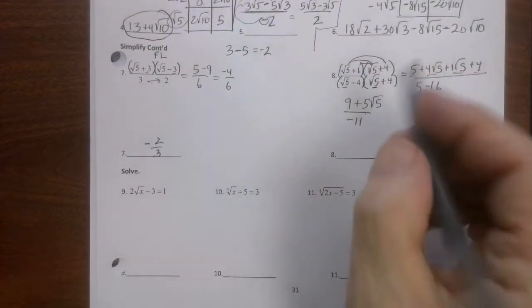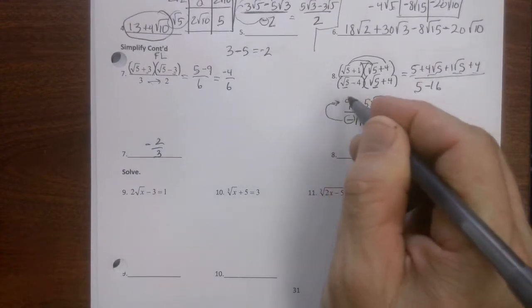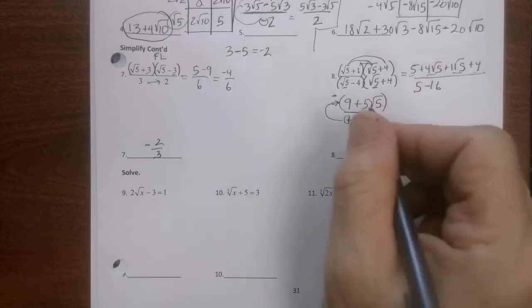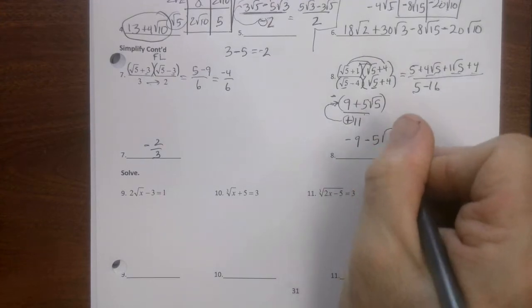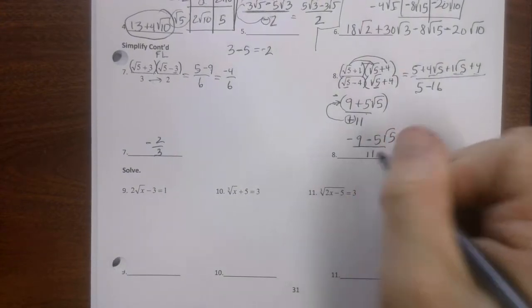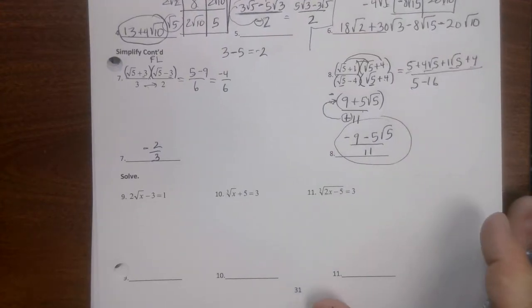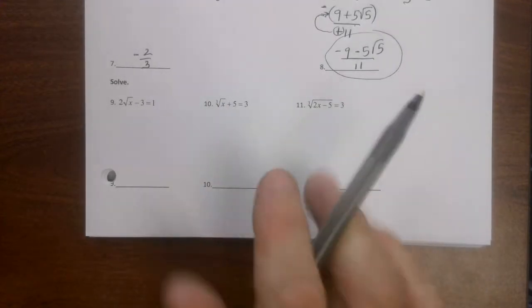But once again, I'm a little concerned because I think they're going to take the negative out, throw it through the top, and then they might write this one because both of them are going to be negative: negative 9 minus 5 square root of 5 all over positive 11. Typically, they get the negative out of the denominator. One extra step.